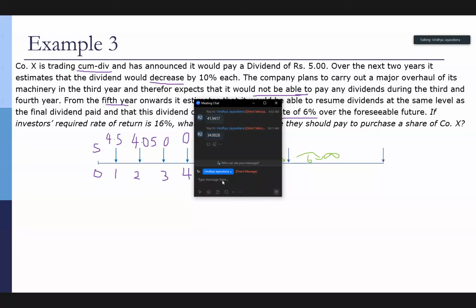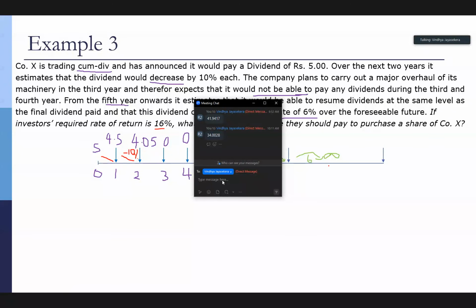So 4.05 into 1.06, 4.293. So in the first 2 years, there was a negative growth, right, of minus 10%. But now you have positive growth of 6% forever. Now, the first question is, and then after that, investors required rate of return is 16%. What is the maximum price?